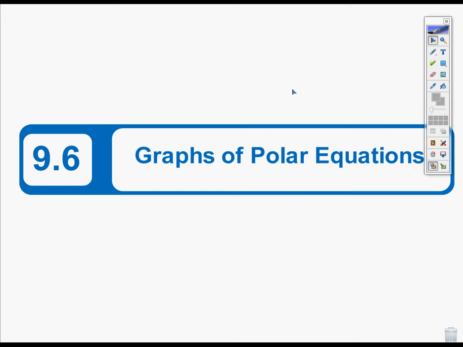Hi, hello everybody. Today we're looking at 9.6, which is polar equations again, but just more in depth as to what types of graphs polar equations can create. They're actually really cool and not too complicated. When you initially look at them, they do look more complex than we'll realize they actually are.